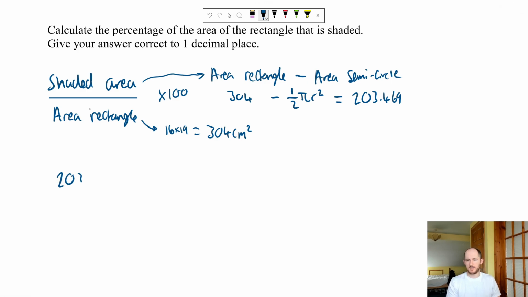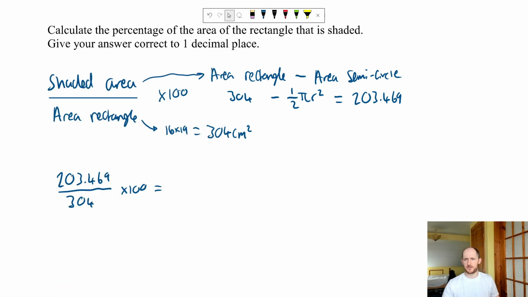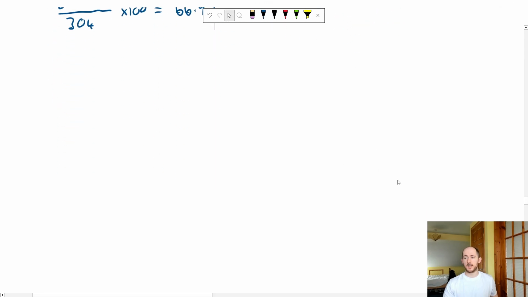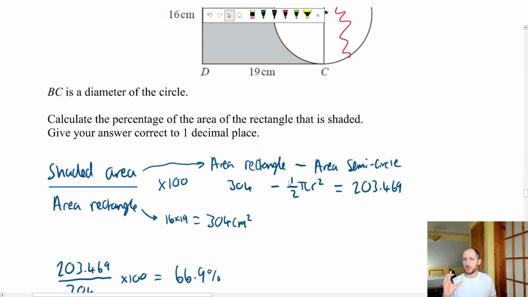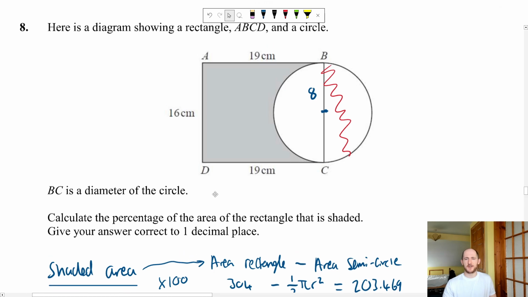I am going to write out the whole thing, because now we're actually going to do the calculation for this. So 203.469 over 304 times 100 gives me something. Let's have a look. 203.469 over 304 multiplied by 100 gives me 66.9%. It says to one decimal place too, so that's lucky. 66.9%. For a full marker, it's conceptually difficult, but the actual amount of maths you have to do is not that much, right? So hopefully not too bad.